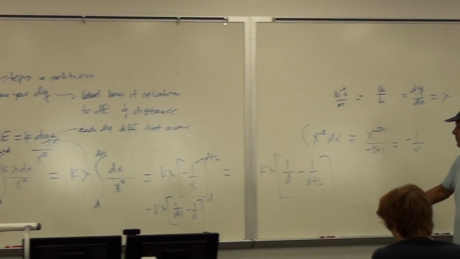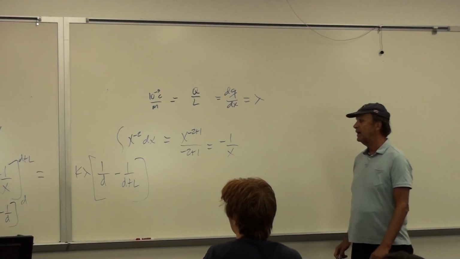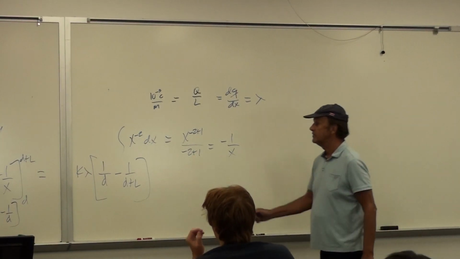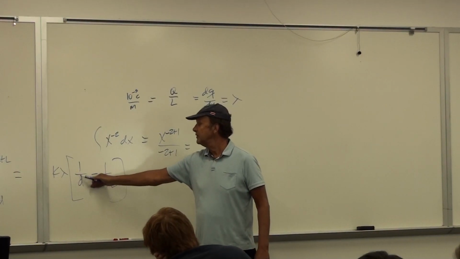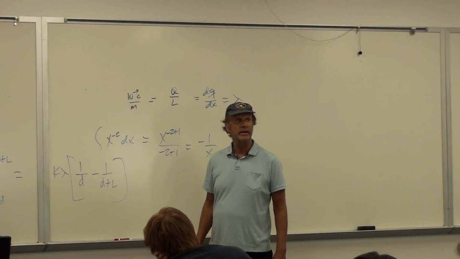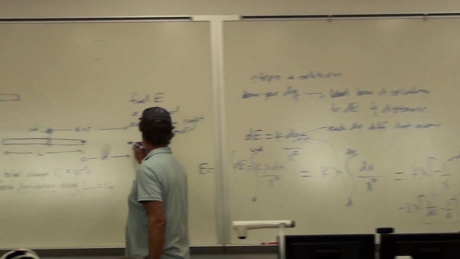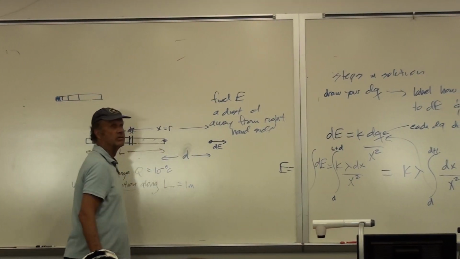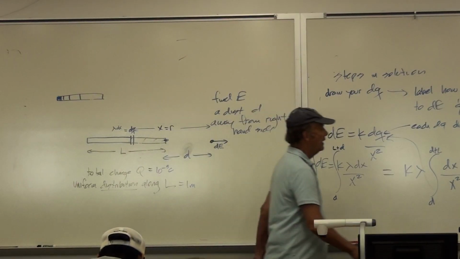And then I just multiply that through by minus 1. And that gives me a positive quantity because this is a bigger number and I'm subtracting that away from a smaller number. So that means I'm going to get a positive value. And that makes sense because all the little dE's point in the positive x direction. So that's looking pretty good.